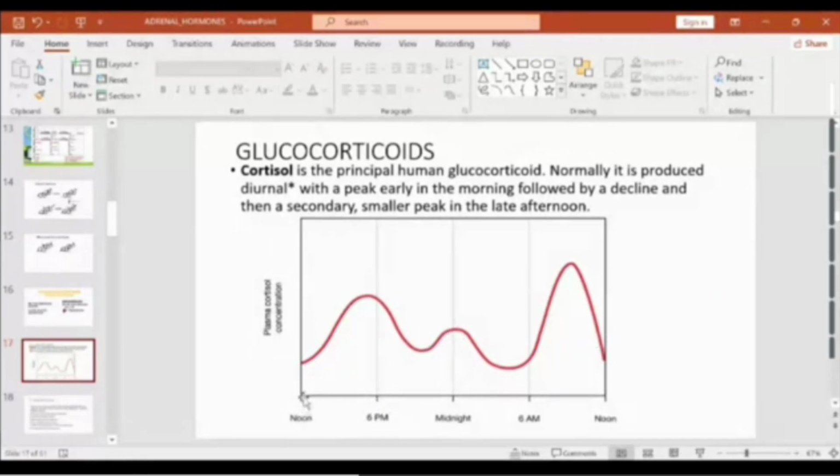So from noon, we have a slight peak at around evening, 6 p.m. Throughout the night, the levels go down, and immediately before you wake up, by the time it is 6 a.m., around 7, when your alarm goes on, we have a sudden spike in the level of cortisol. And this rise and falling of the cortisol level in blood is what we call the circadian.